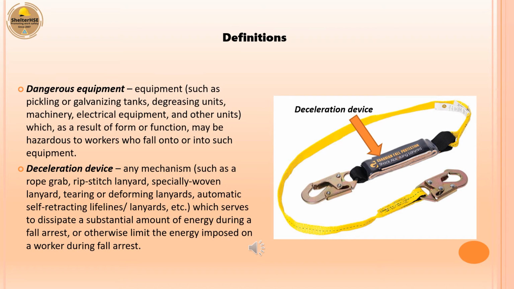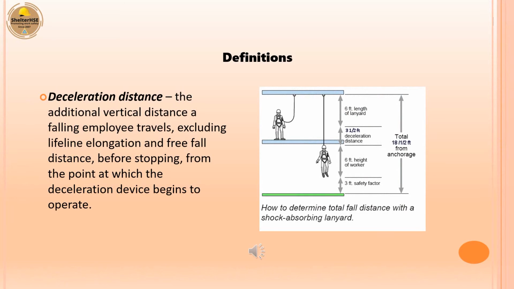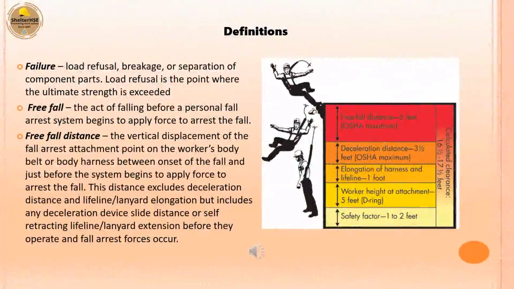Deceleration distance: the additional vertical distance a falling employee travels, excluding lifeline elongation and free fall distance, before stopping, from the point at which the deceleration device begins to operate. Failure: load refusal, breakage, or separation of component parts. Load refusal is the point where the ultimate strength is exceeded.